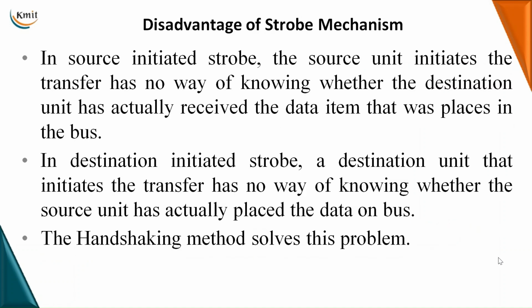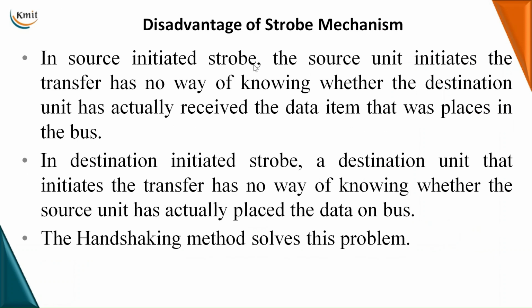So what is the disadvantage of a strobe mechanism? In case of source initiated strobing or destination initiated strobe mechanisms, each has its own disadvantages. In a source initiated strobing mechanism, the source unit is initiating the transfer, but it doesn't have an idea of whether the destination unit has actually received the data item that was placed onto the bus. The source is just sending data by sending a strobe signal along with the data on the data bus, but it doesn't know whether the information has reached the other end or not. So that is a disadvantage.